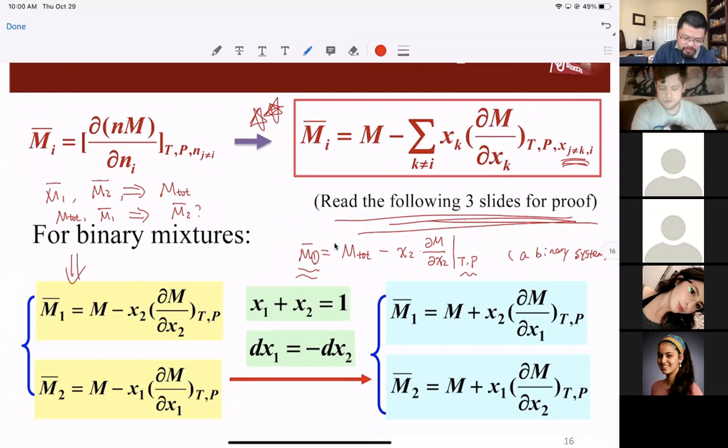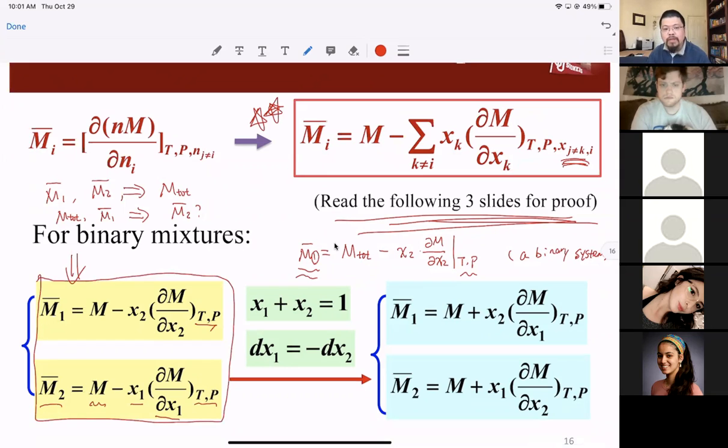So now if we look at the answer for the binary system, that is m1 partial is m total minus x2 dm over dx2, keeping temperature and pressure fixed. And similarly, m2 partial is the total of the mixture minus x1 times the partial with respect to x1, keeping temperature and pressure fixed. So this is the equation we are going to use again and again in this chapter for relevant calculations.